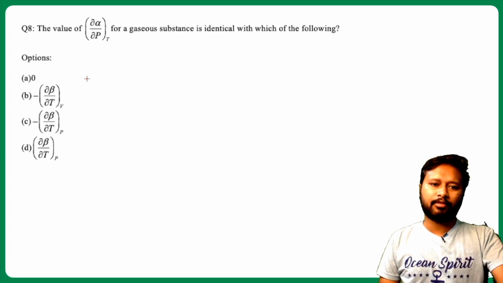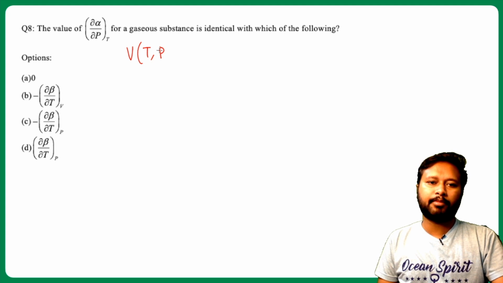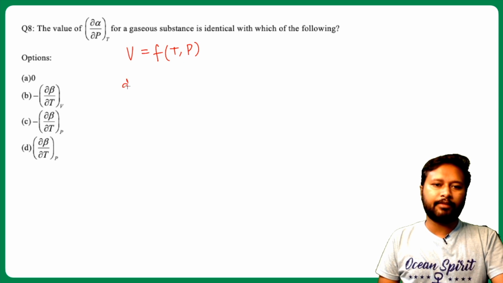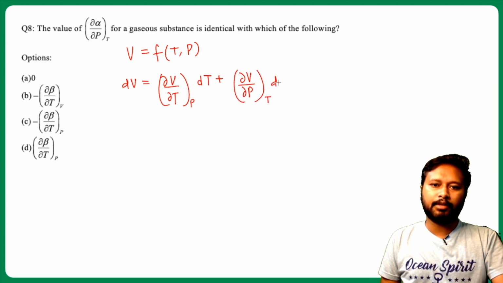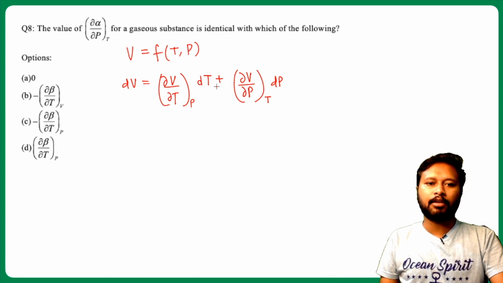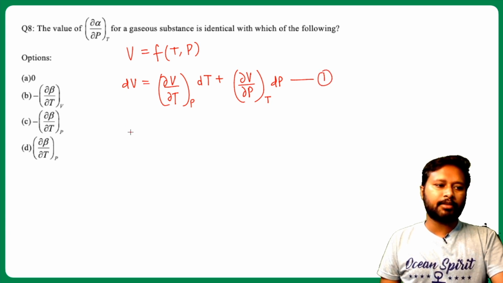So where you have to start is that volume is a function of temperature and pressure, both, for the gaseous substance. So that means if you want to write down dV, that can be written as (∂V/∂T) at constant P dT plus (∂V/∂P) at constant T dP. This is how you can write it down. Again, we have used the similar concept of a state function which we used in the previous question. Alright, so once you are done with this, let it be equation number 1. Okay. Now what I am going to do is I am just going to put the value of alpha.